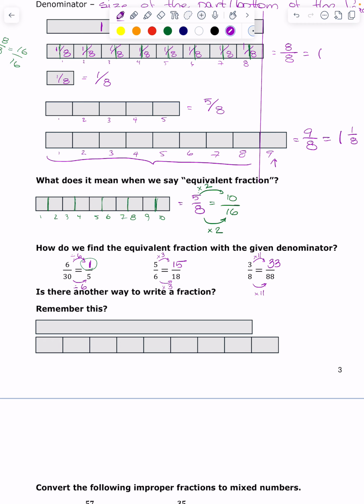Okay. And this is just a repeat of what I did up above. They have started drilling on my roof, so I was trying to get through this. This is 1 whole. If we cut into 8s, this was 9 parts of size 1/8, also 1 and 1/8.